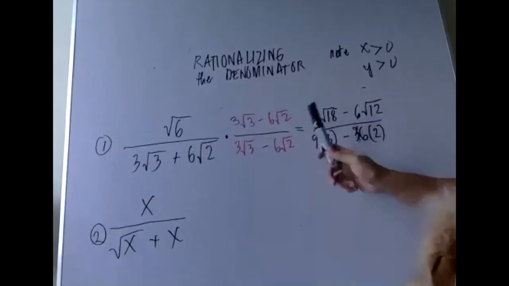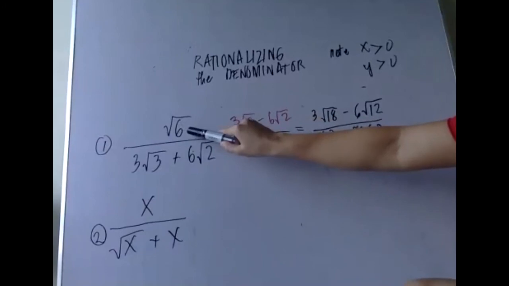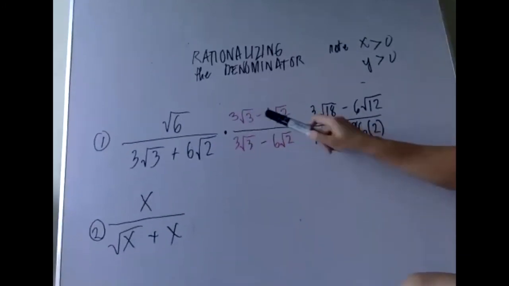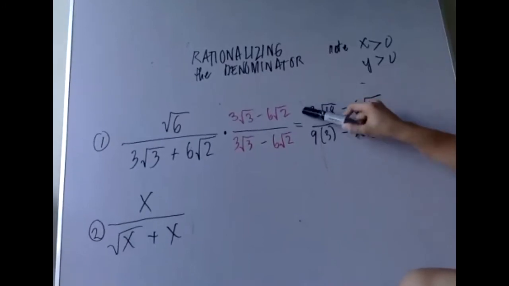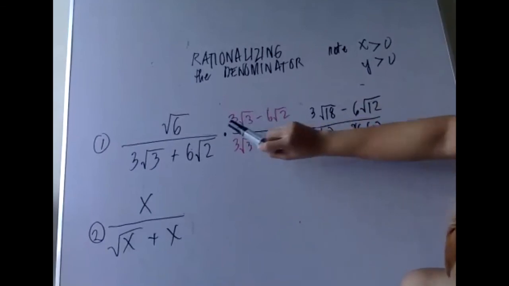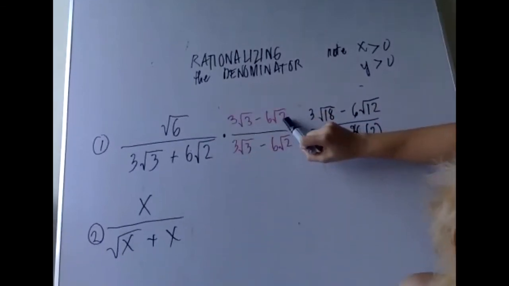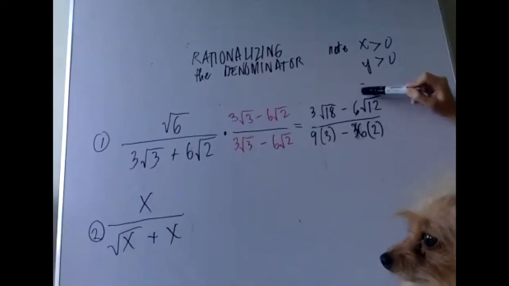Okay, so here, pareho yung index niya. Pareho silang mga square root. So, pwede mong i-multiply yung nasa loob. So, 6, square root of 6 times 3, square root of 3, pwede mong i-multiply yung 6 times 3 to get 18. Okay, don't forget yung 3 dyan. Minus, ito, square root of 6 times square root of 2, that's equal to square root of 12. Okay, don't forget na may 6 ka.